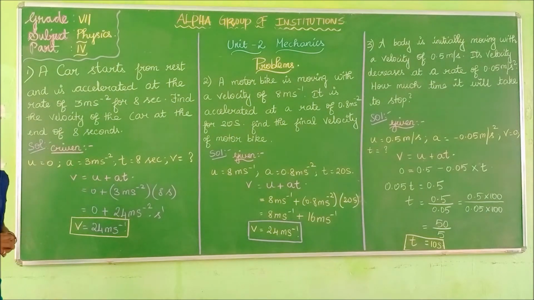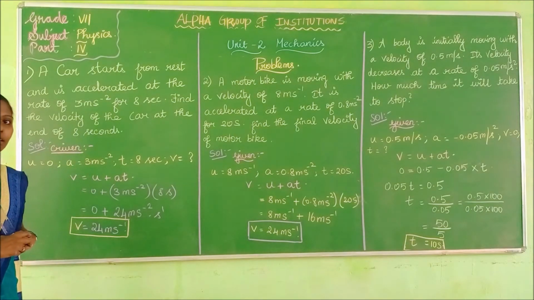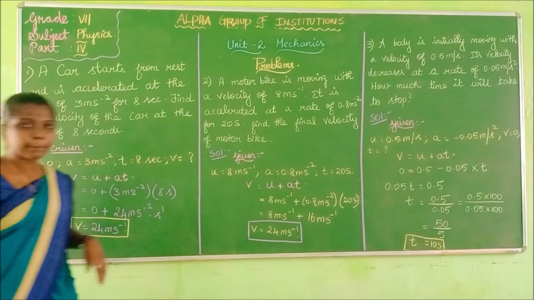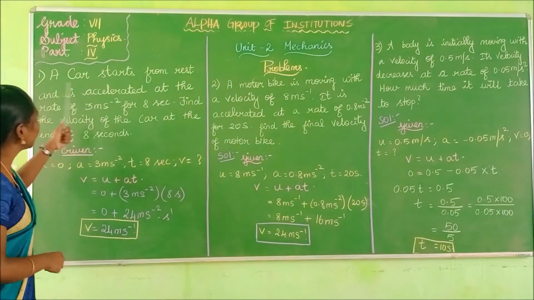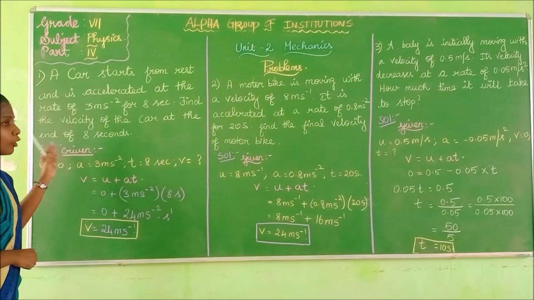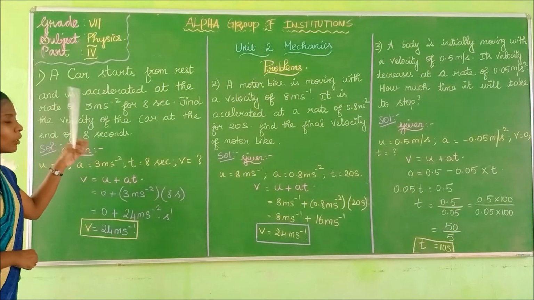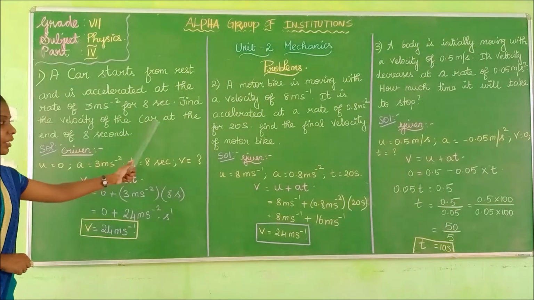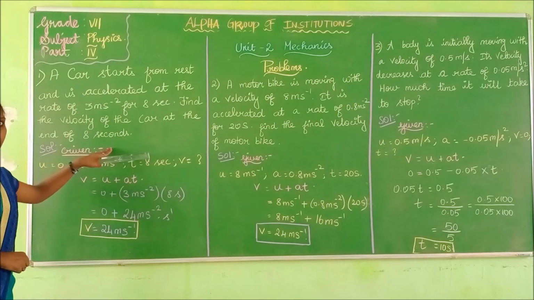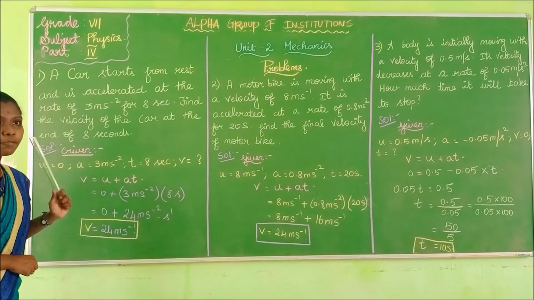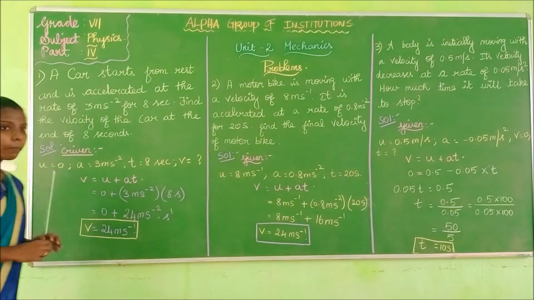They are asking us to calculate the velocity of the car at the end of 8 seconds. I'll read the question again. A car starts from rest and is accelerated at the rate of 3 meters second power minus 2 for 8 seconds. Find the velocity of the car at the end of 8 seconds.